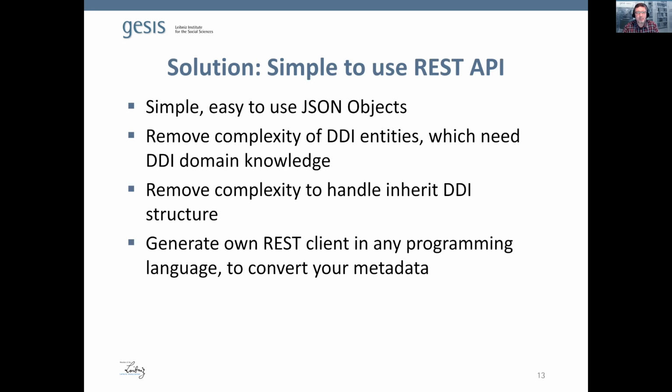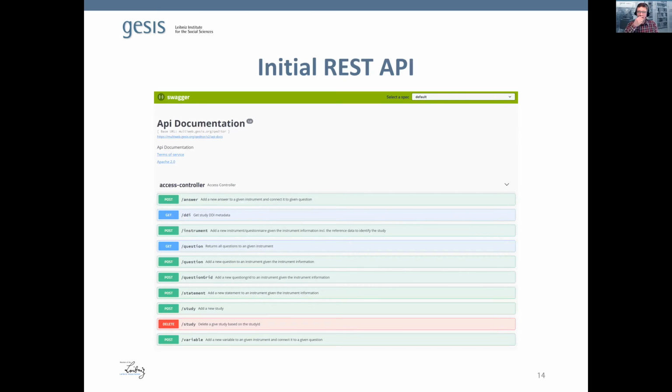That's why we introduced another object layer based on JSON objects. That works quite well and removes the complexity of handling the inherent DDI structure. That's also what the REST API does. It places the things where they should be, so you don't need to worry about the DDI structure anymore. And of course, if you do it nicely with Swagger in the background, then you can also create your own REST client in your own programming language and start to convert your metadata.